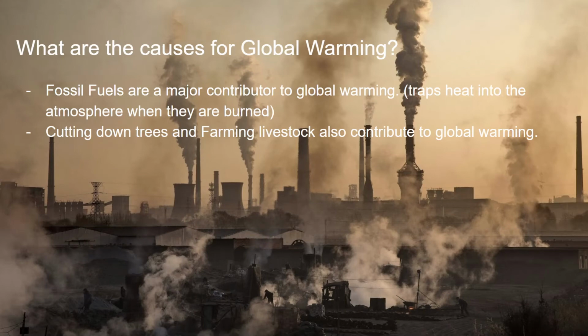Fossil fuels aren't the only cause, though. Cutting down trees and farming livestock also contributes. While they aren't as substantial, cutting down forests removes the regulation of the CO2 in the atmosphere that trees do, and carbon that was stored in the trees is released into the atmosphere. Livestock, such as sheep and cows, can produce large amounts of methane when they digest their food.